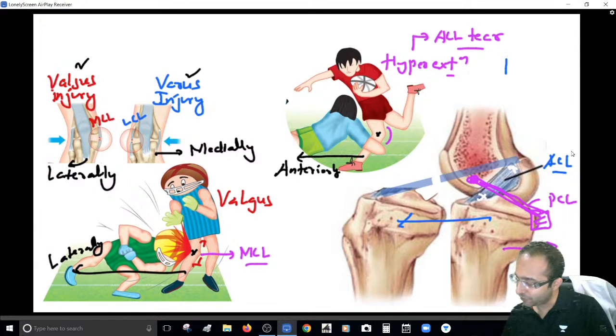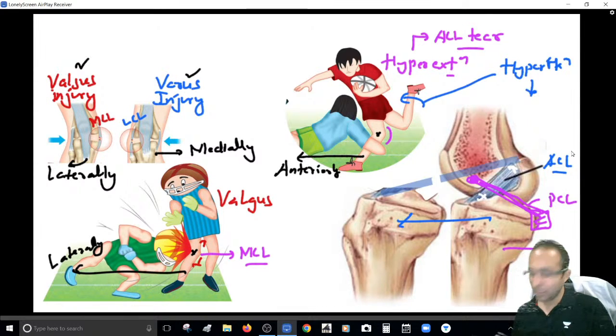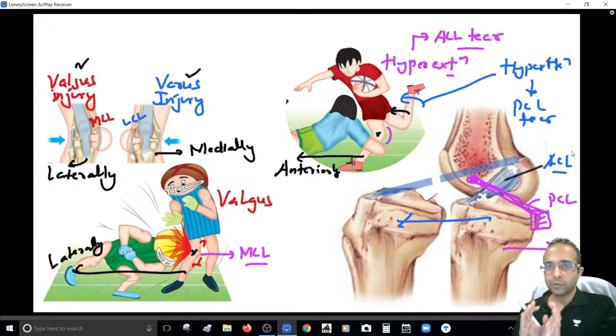And a hyperflexion injury will just be the opposite. If you flex this knee, like you can see over here, this is hyperflexion. So the tibia is going to go back, and this is going to tear the PCL. Got it, Gautam? So extension injuries tear the ACL and flexion injuries tear the PCL. Clear enough with that also, guys?